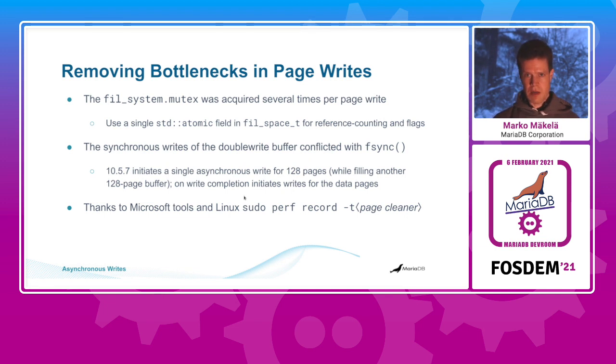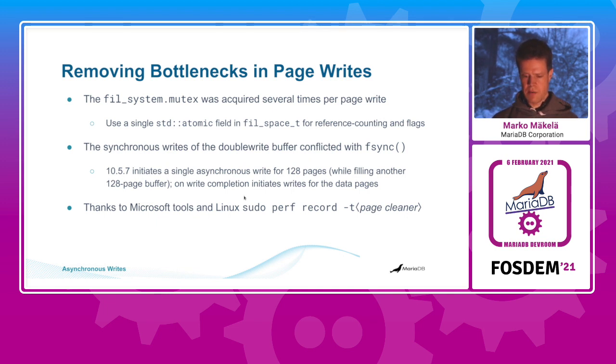Also, my colleague Vlad Weintraub noticed on a Windows system that ran on a hard disk that the synchronous writes on the doublewrite buffer were severely conflicting with f-sync or f-datasync operations. So, based on his advice, we are now using two memory buffers for 128 pages, and once one of the buffers gets full, we will initiate an asynchronous write of all those pages, and once we get the completion callback, we will write the individual pages to the final data files.